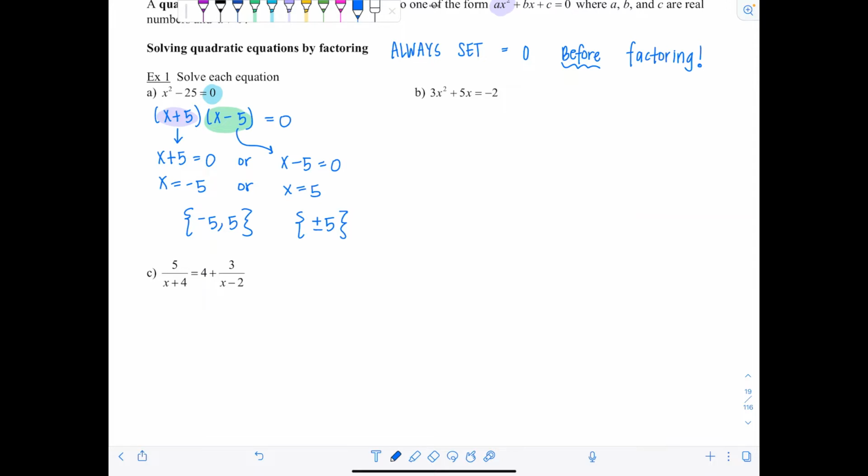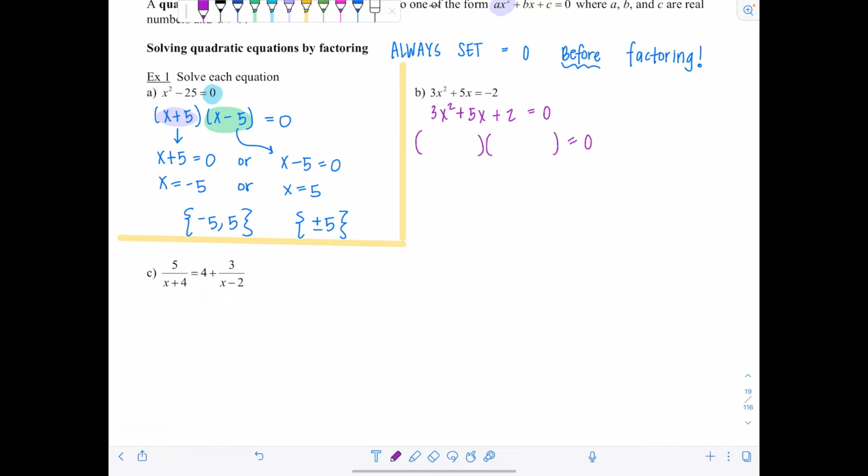Example B, we have 3x squared plus 5x equals negative 2. Don't start factoring just yet. Remember, we need a 0 on one side of the equation. Usually the right side is where I like to put the zeros, so add 2 to both sides. Now we have 3x squared plus 5x plus 2 is equal to 0. From here, you can factor either by the AC method and splitting the middle term if you need to, or I just do guess and check.